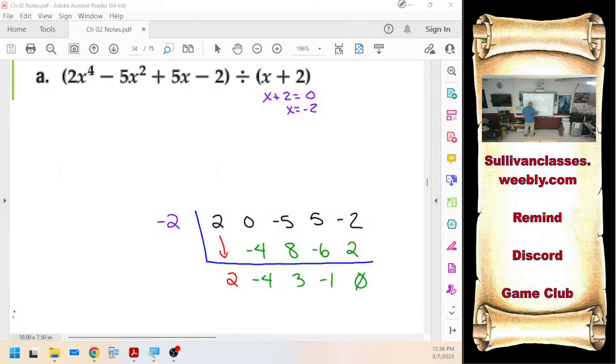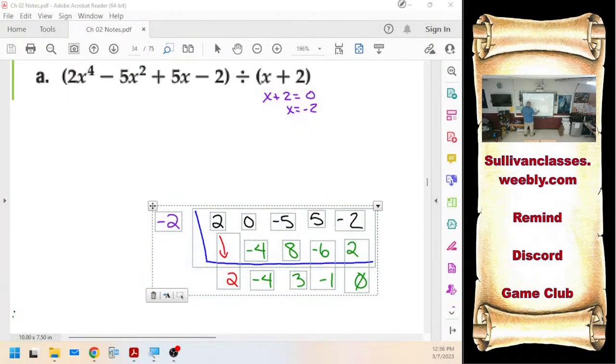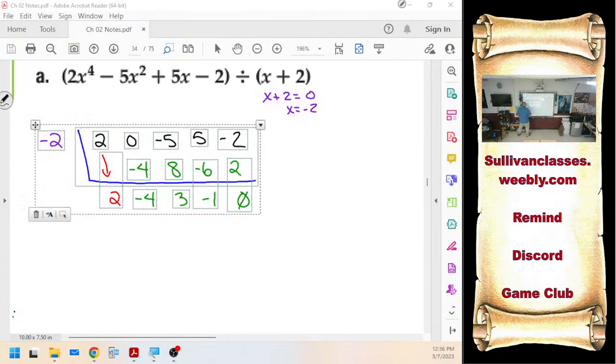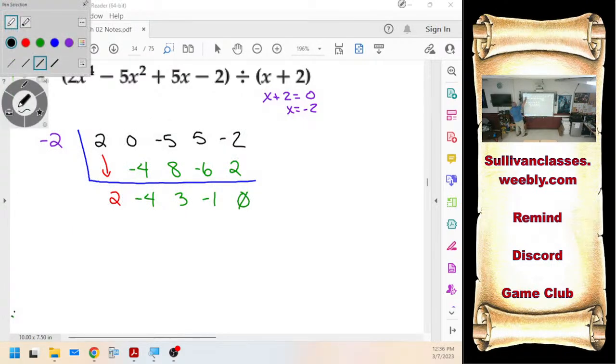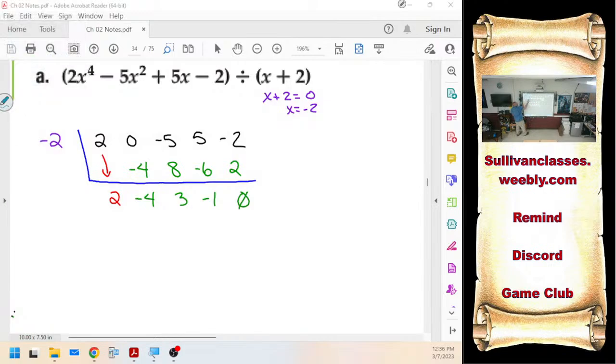Okay, Max already got it with the last one we were talking about. If I have a degree 4 and I'm dividing by a degree 1, what is my answer? Cubic. So I start writing x cubed here, -4x squared here, plus 3x minus 1. What is that 0 at the end? Remainder. This is my remainder.